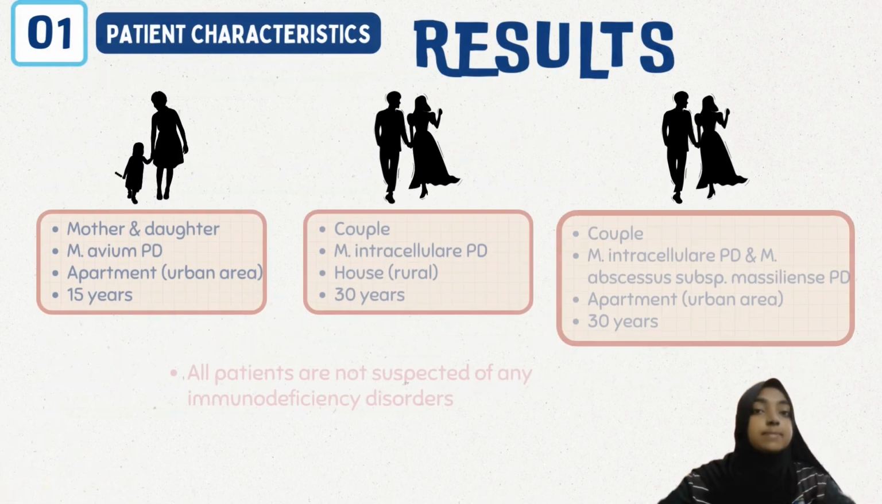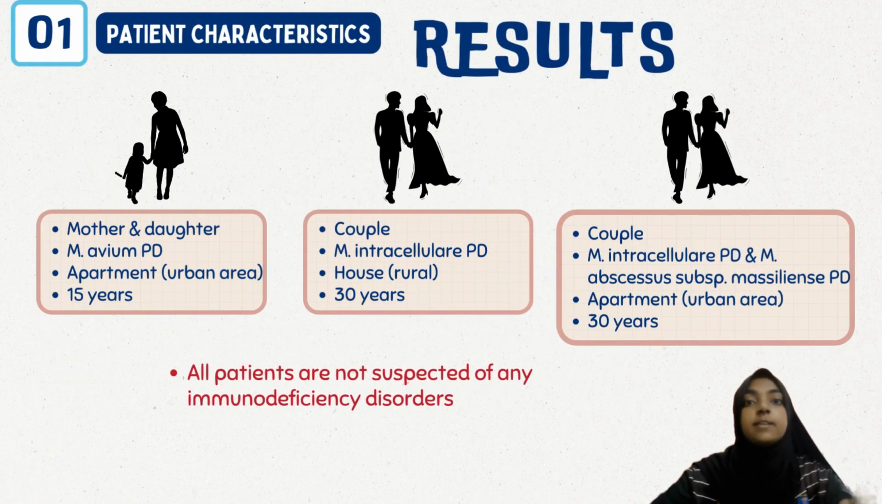Okay, now I will be explaining the results obtained from this study. The first is the characteristics of the patients chosen for this study. There are 3 pairs of patients with non-tuberculous mycobacterial pulmonary disease. The first pair is a mother and a daughter with Mycobacterium avium pulmonary disease who lived in an apartment in an urban area for 15 years.